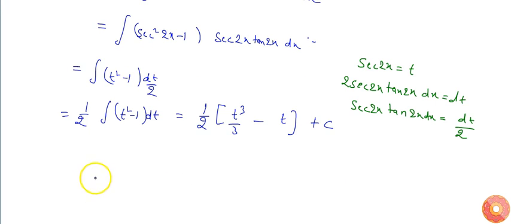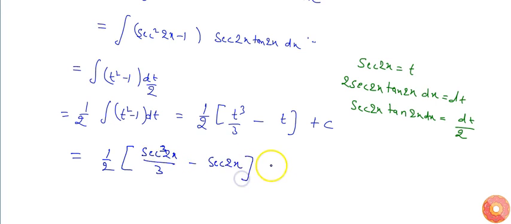So since t is sec 2x, putting the value of t, it will be sec cube 2x by 3 minus sec 2x plus c. This will be our answer.